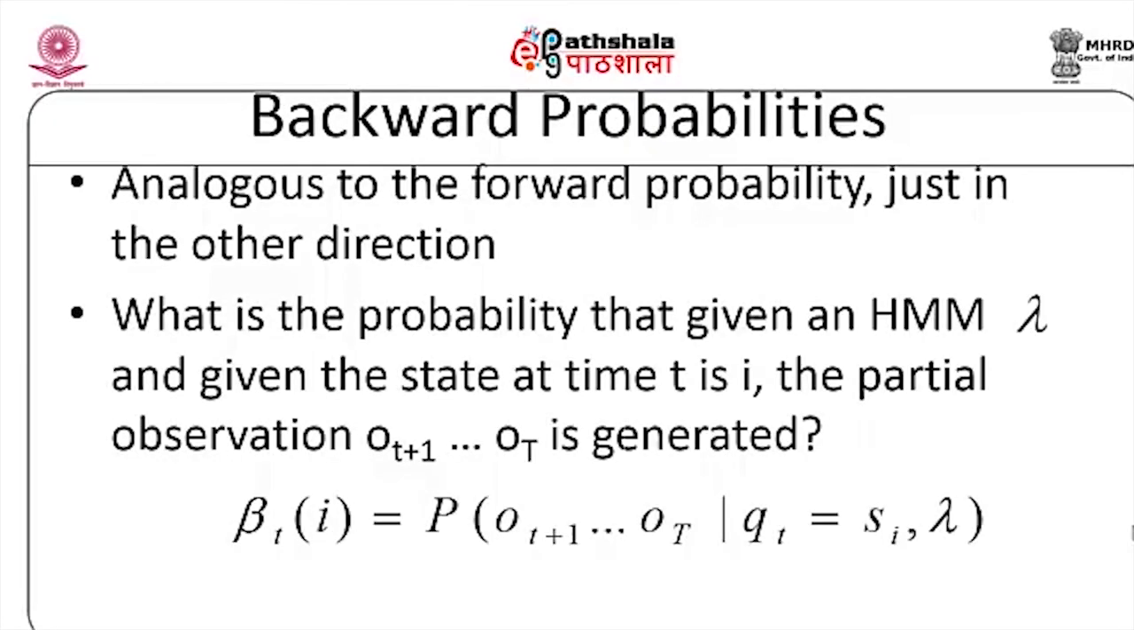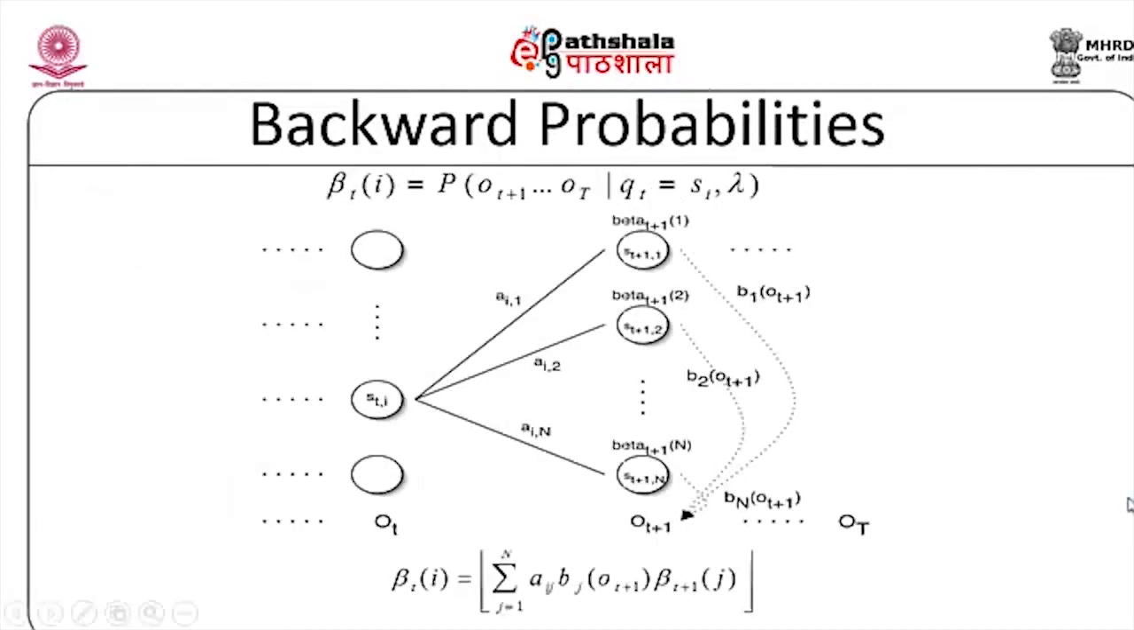The backward probability is analogous to the forward probability, just in the other direction. What is the probability that, given an HMM model lambda and given that the state at time t is S_i, the partial observation t plus 1 to T is generated? It is not given 0 to t, what is generated. So, beta of t in the ith state is the probability of generating the observations t plus 1 to T. Remember previously we were doing observation 1 to observation t. Here we are saying observations t plus 1 to T given that you are in state S_i and you are given lambda. We are not going to go too much into the details, but it is similar to the previous algorithm, but you are going from the backward state, that is all.